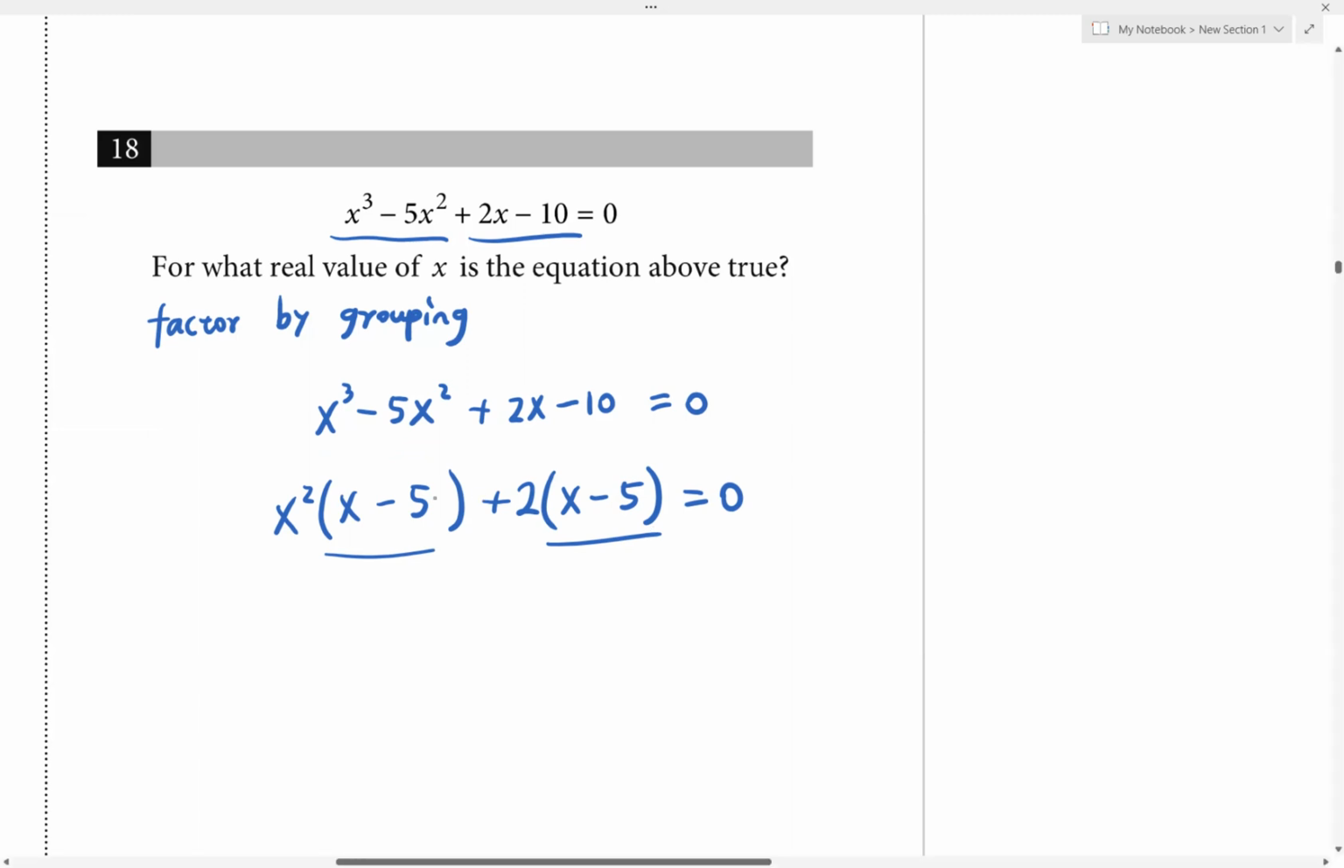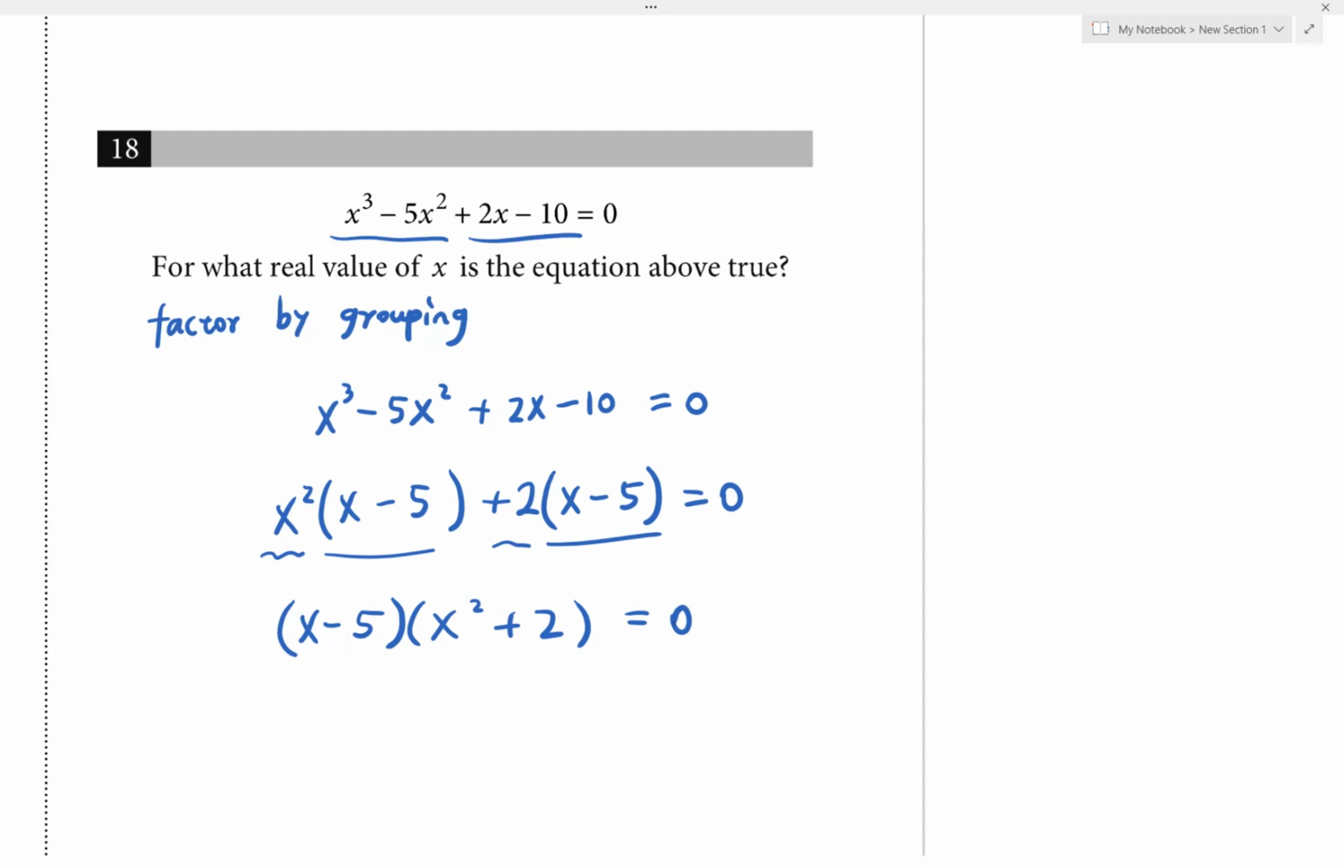Now we can factor out the x minus 5. What we have left will be the remaining stuff, so we have x squared plus 2. We put them into another parentheses, and that will be the other factor. So we're pulling out x minus 5 in front, and what is left goes in another parentheses. That will be the factored form. We get x minus 5 times x squared plus 2 equal to 0. All right, so now we have this factored.